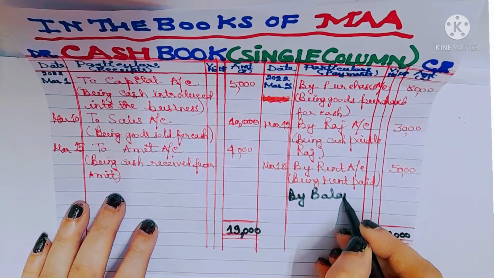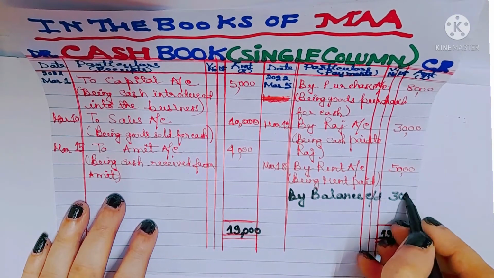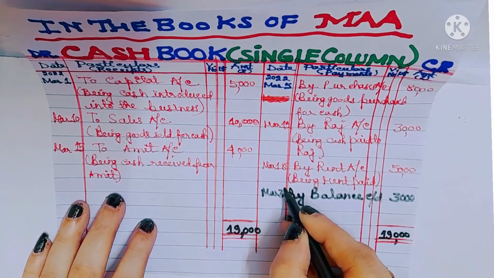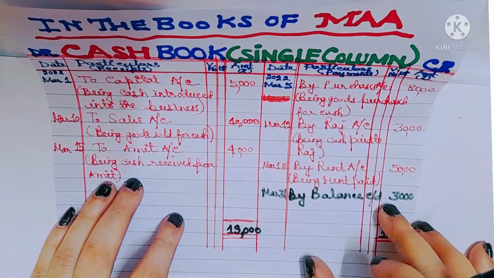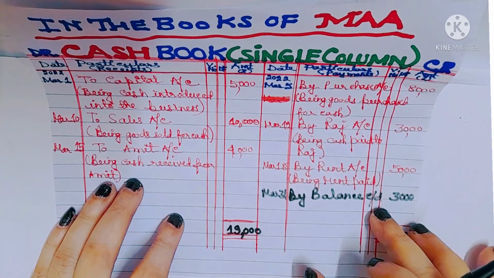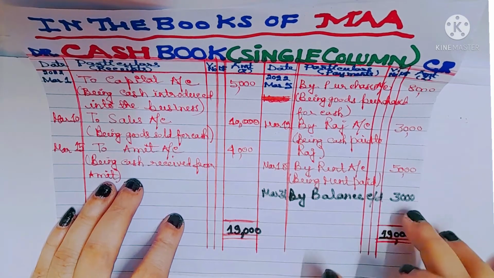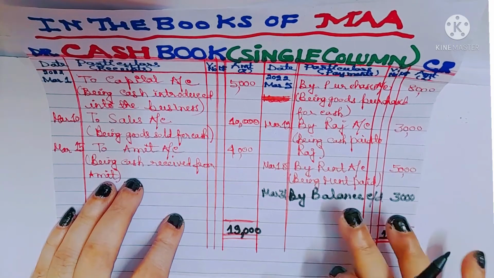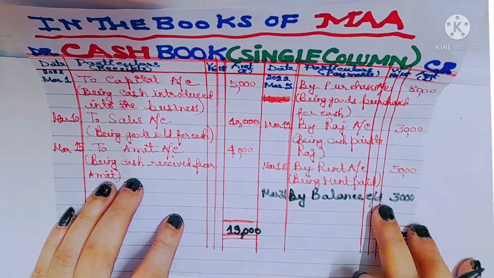By balance CD, 3,000. Last day in the month of March. So by balance CD, 3,000. What is this 3,000? This is the closing cash of Ma. Ma's closing cash is 3,000. This is the cash in hand. Okay? Because this is the books of Ma. So, Ma's closing cash is 3,000.